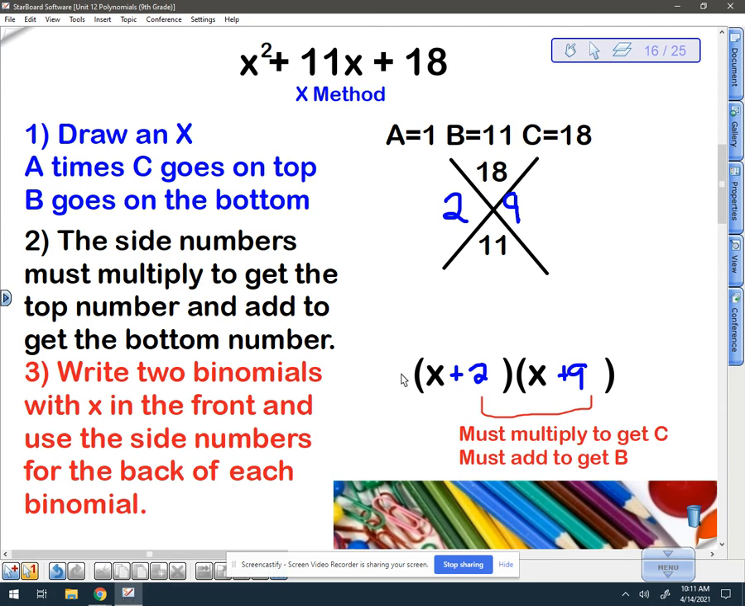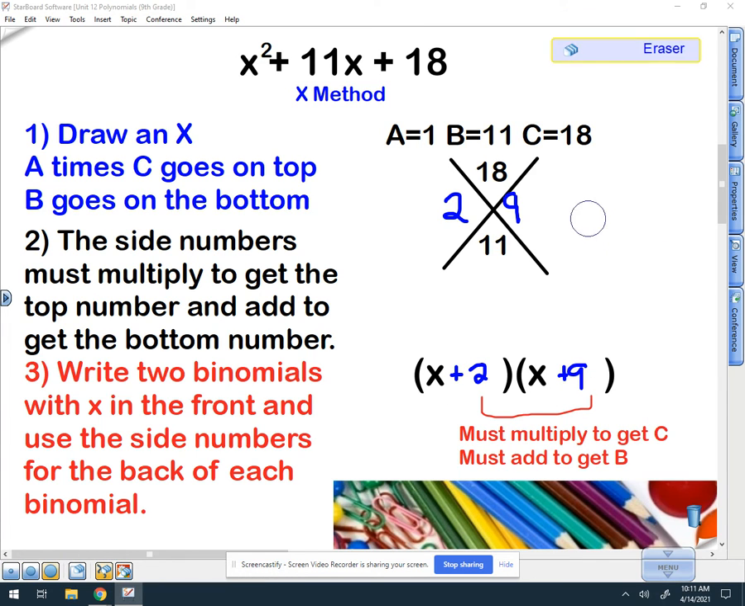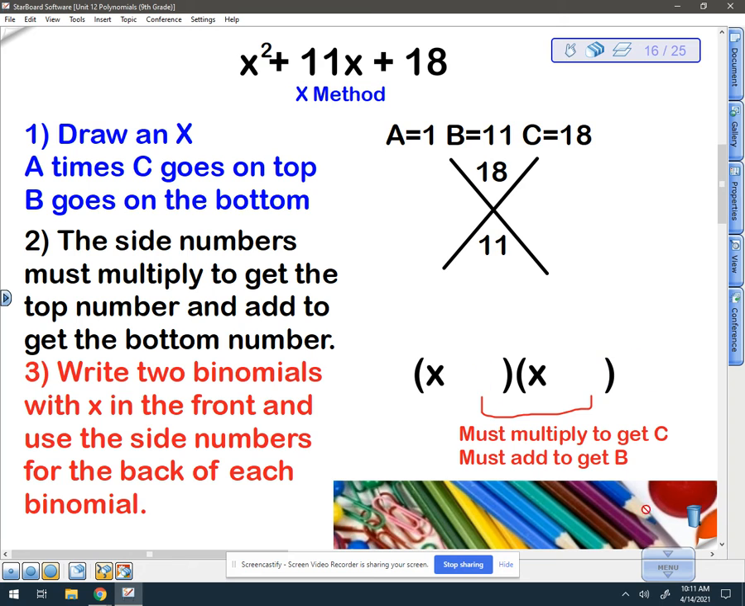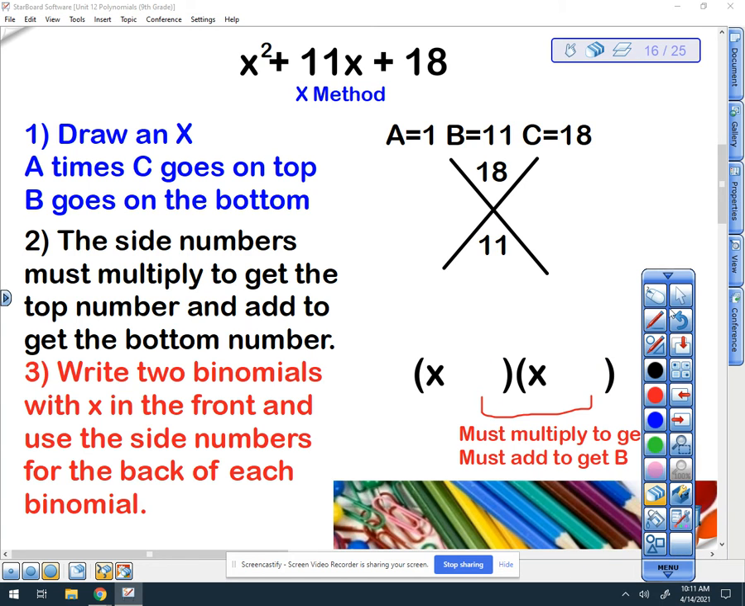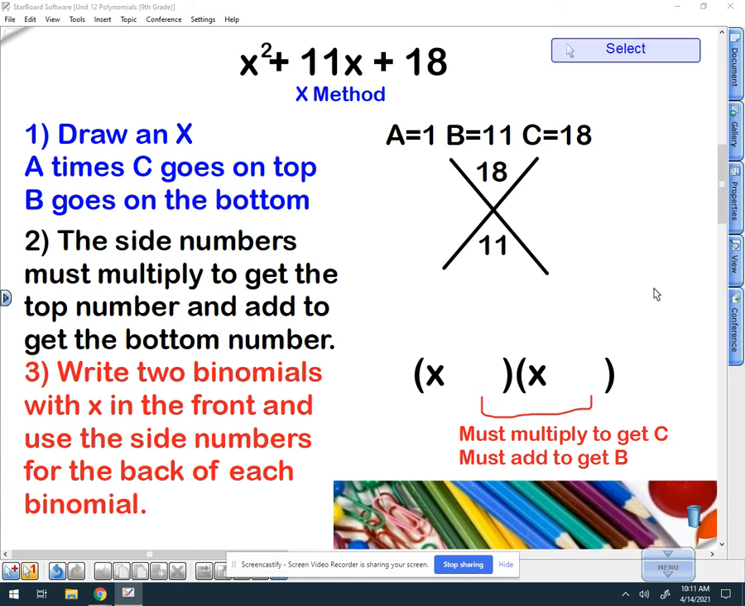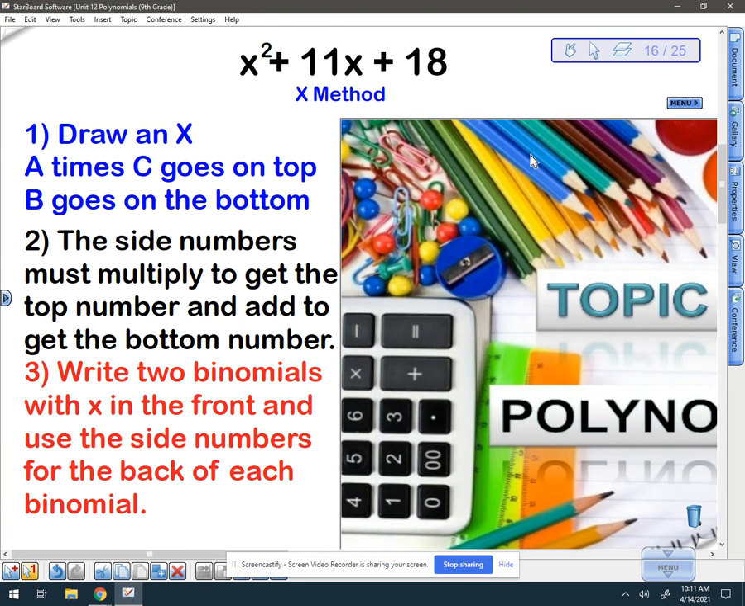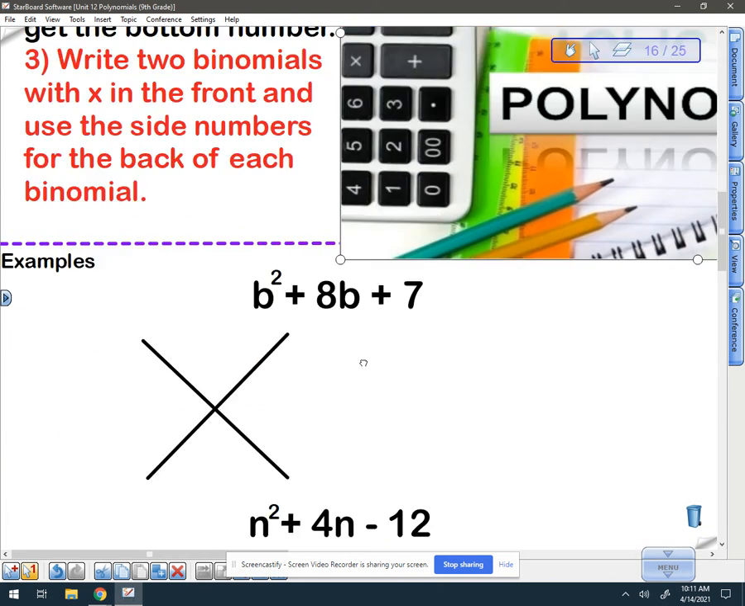So basically, before spring break, we were taking these, multiplying them together to get this. Now we're going to do the opposite. We're going to take a trinomial and factor it to get your two binomials. So we're just doing what we did before spring break when we did multiplying, but now doing it backwards. All right, so let's take a look at another one.